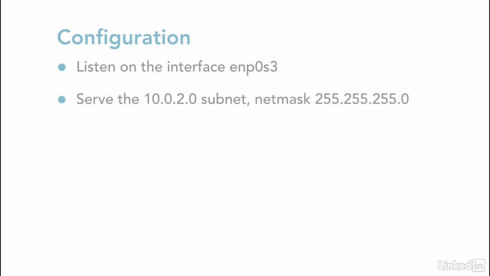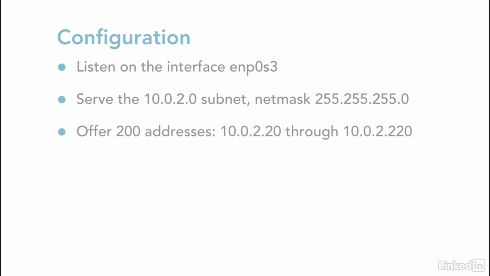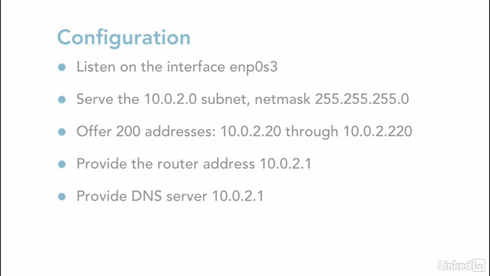with a netmask of 255.255.255.0. We'll offer up 200 addresses, running from 10.0.2.20 to 10.0.2.220. That leaves a little bit of space at the beginning of the range that we can use for static addresses. And we'll offer up the router 10.0.2.1, so our clients can use that to access the internet. And we'll offer the DNS server 10.0.2.1 as well, so our clients can look up host names for other systems.